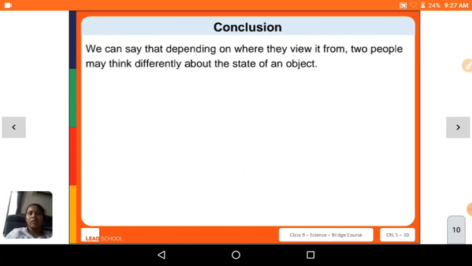Conclusion: we can say that depending on where they view it from, two people may think differently about the state of an object.